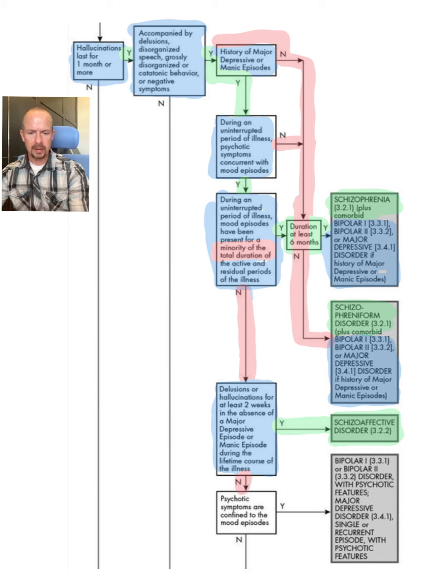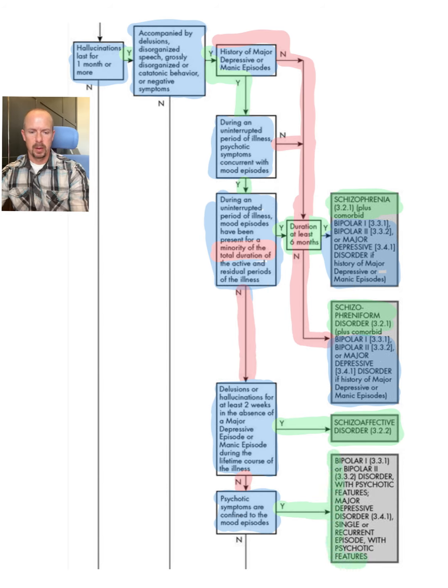If that's not the case, if the psychotic symptoms are confined specifically to the mood episodes, that's when we're coming back to this concept of it being a bipolar disorder or a major depressive disorder with psychotic features.